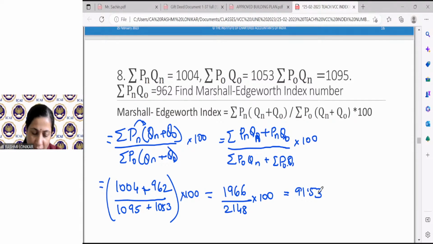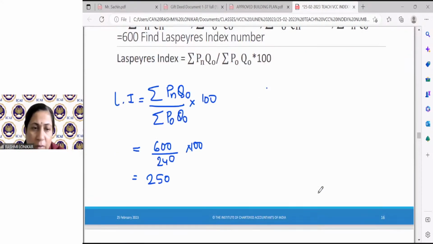Okay. Priyanka, that's okay. Everybody makes mistakes. Vaishnavi, how can it be 25? 600 upon 240 is how much? 600 divided by 240 is 2.5. 2.5 when you multiply by 100, you get 250. Okay.